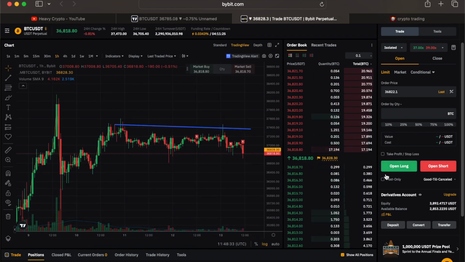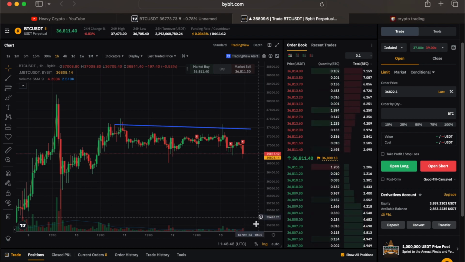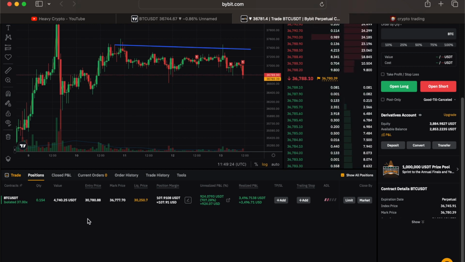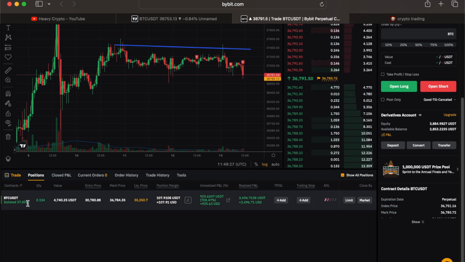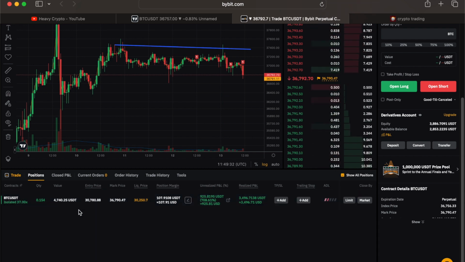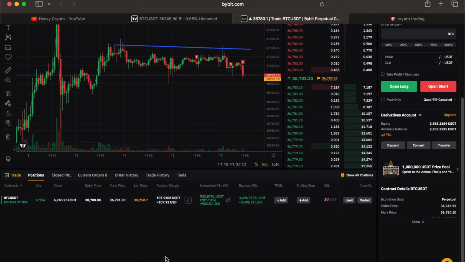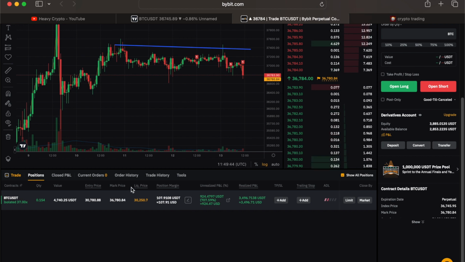Anyways, let's go ahead. As you can see right here, we have the order book. These numbers in red represent people that are selling, and these in green represent people that are buying. So if you place an order, your order goes on the order book. Once you open a position, you're going to see your position under positions. This is the Bitcoin USDT position, and this is the quantity, and this is the value of this position. I only put like $100, so it's 37x. If you say 37 times 100, it will give you a value of 4,740 USD.